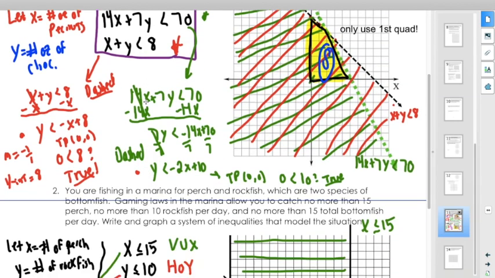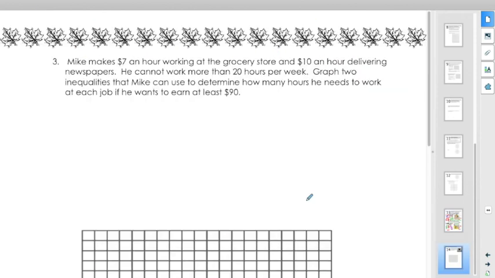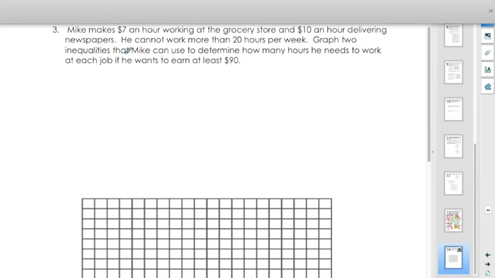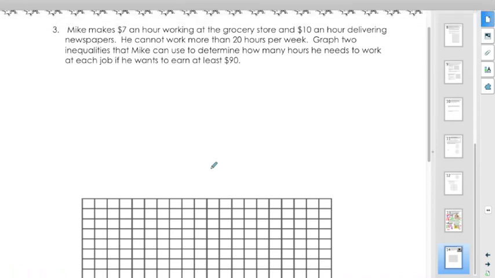Alright guys, we're almost done. Last one. Number 3. Mike makes $7 an hour working at the grocery store. And he also makes $10 an hour delivering newspapers. Okay. He cannot work more than 20 hours per week. Okay. Different equation. Because look, here we're talking about money, $7, $10, and now we're talking about hours worked. Think about that. So graph two inequalities that Mike can use to determine how many hours he needs to work at each job. How many hours he needs to work at each job.